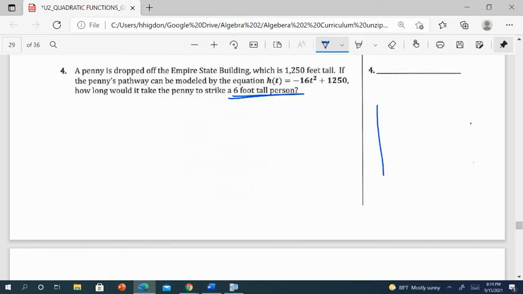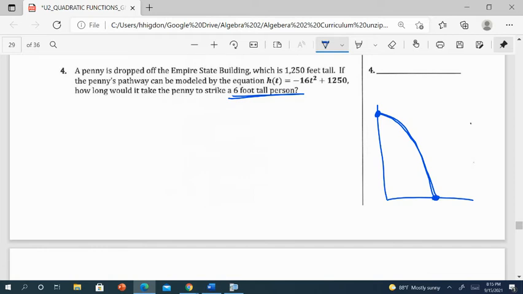So what you have on this one is a penny being dropped from a building. It's not going to be launched up. It doesn't go up and then down. It's just going to be dropped, and so it's half of that parabola. That point at which it's being dropped is the vertex. It's asking how long will it take for the penny to strike a person that's 6 feet tall.